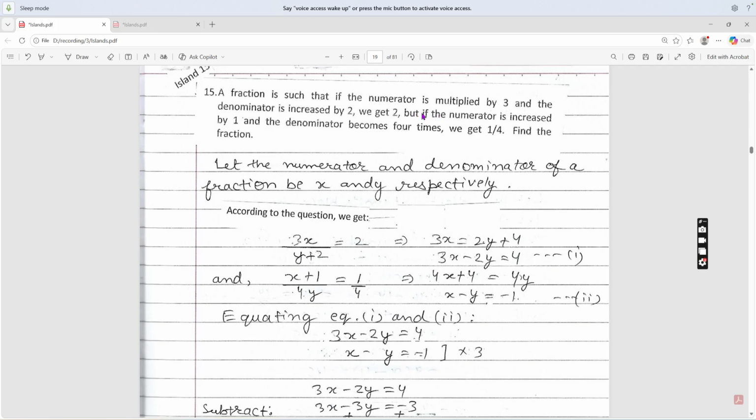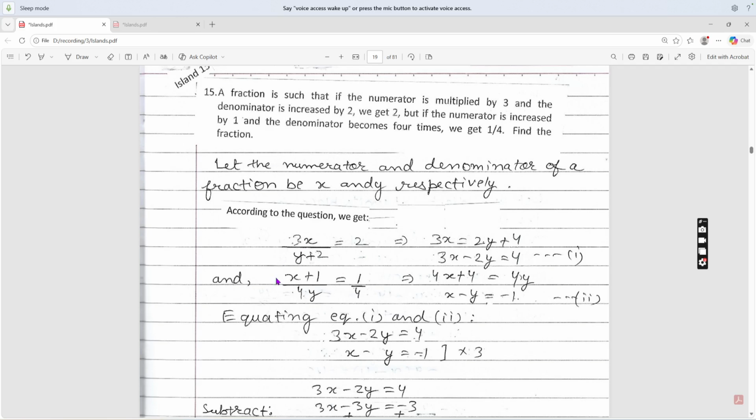But whatever is written next is a new condition. If the numerator is increased by 1, so plus 1 in the numerator, and the denominator becomes 4 times. What is the original denominator? y. Now when it becomes 4 times, it would be 4y. And the numerator is increased by 1, so it would be x plus 1 divided by 4y. Then we get 1 by 4. Why? Because it is written we get 1 by 4. We get means equal to 1 by 4. So it is the new fraction.